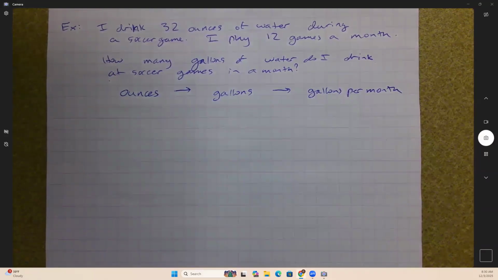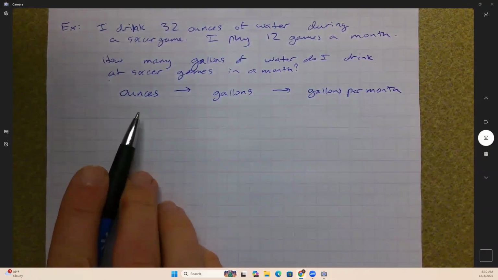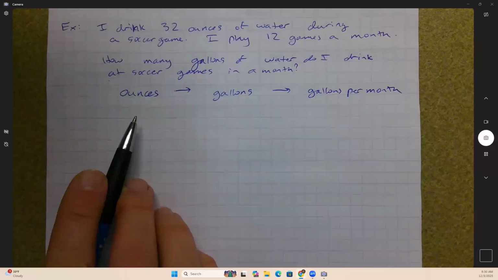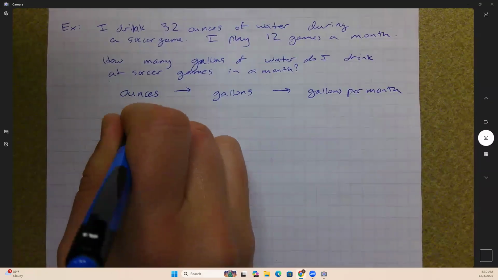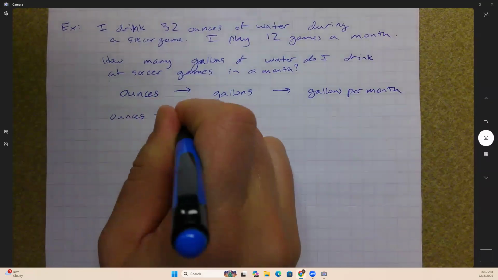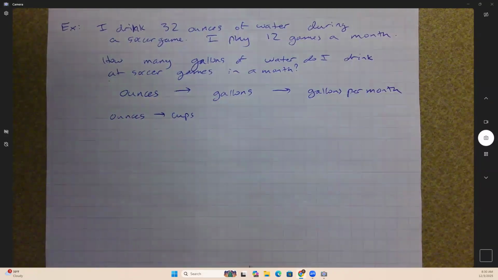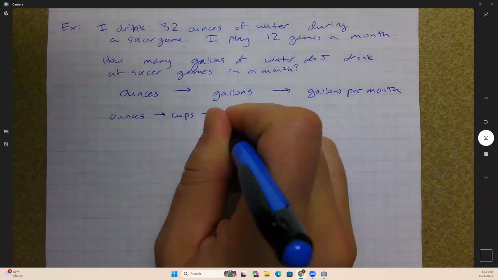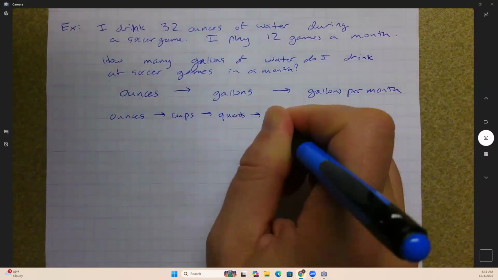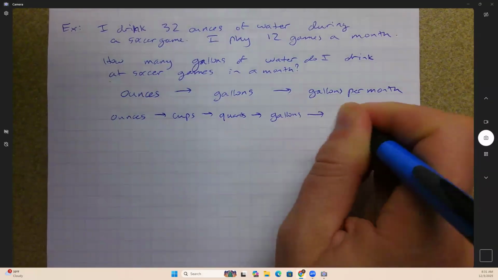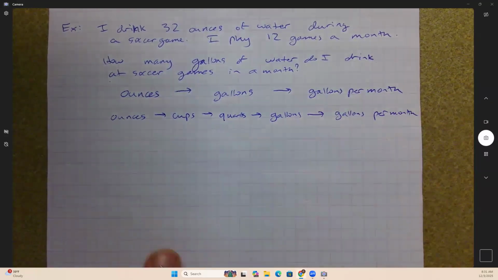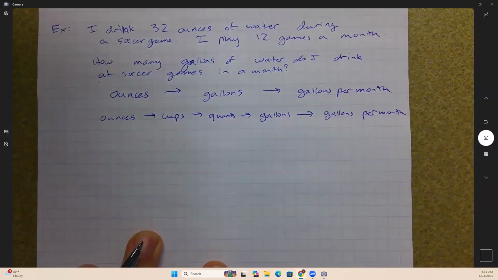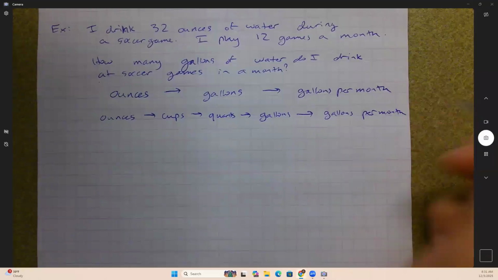So this is going to be a long chain because I look at my table and I have ounces, but I don't go from ounces to gallons. I go from ounces to cups. And I don't go from cups to gallons. I go from cups to quarts. And then I get to gallons. And then I can do gallons per month. Yeah, gallons per month. That's the same idea.